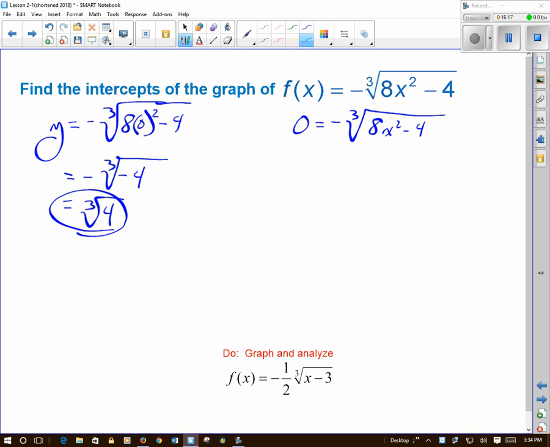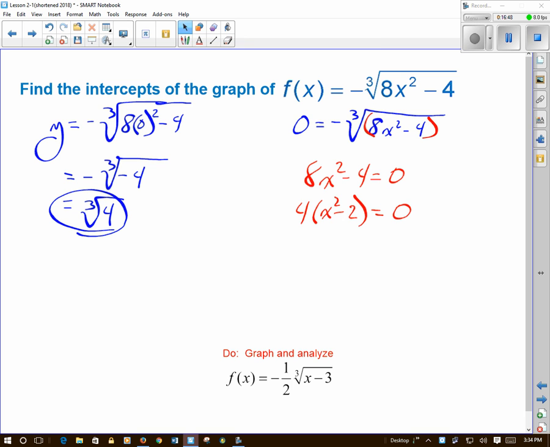Once again, we can look at that and say, well, the only way that that cube root can be 0 is if what's inside of it is 0. We take the 8x squared minus 4, set that equal to 0, which gives us 4 times (2x squared minus 1)... I mean 4 times x squared minus 2 equals 0. And now in algebra, you probably would not have factored this, but now here in pre-calc, we want to actually factor that as the difference of squares.